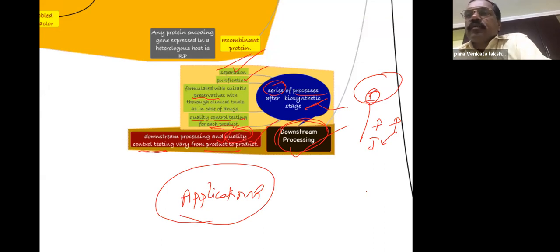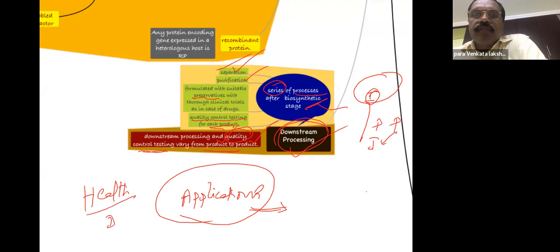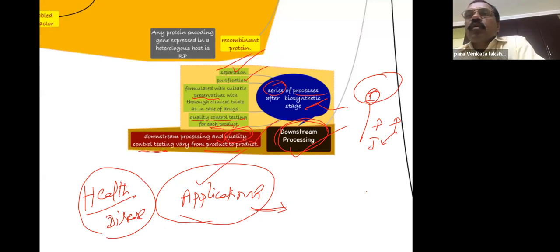Sir, human health and disease. Okay, fine. We'll go for human health and disease after these applications, right? Okay, sir. So tomorrow we will see this, right? Sir, if we have any doubt in this chapter, we can ask. Yeah, you can ask. No issue.